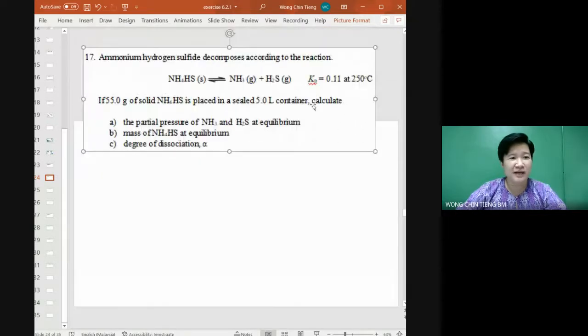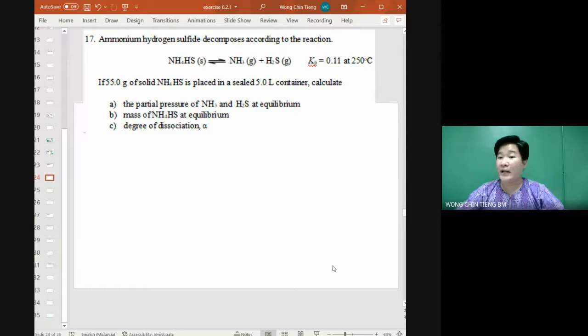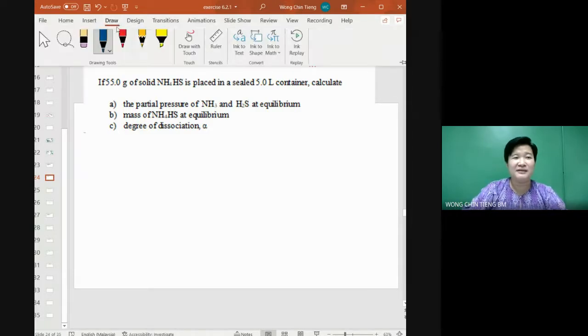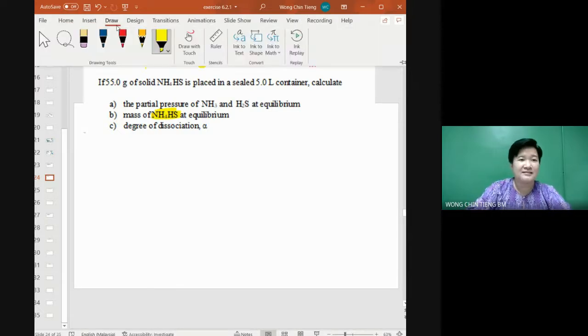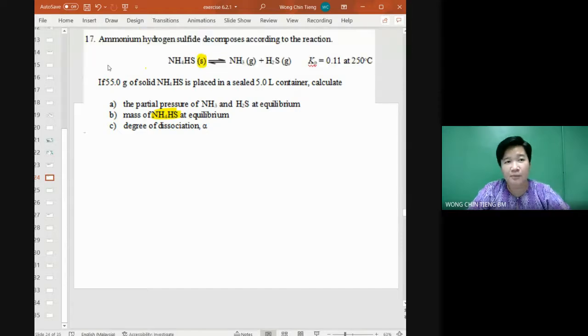Alright, this one requires a bit of your topic 1. Okay, and I guess yang paling masalah besar dalam soalan ni, benda yang soalan tanya adalah solid. Betul? Okay, so yang itulah masalah dia. So let's see, I started off the question with ammonium hydrogen sulfide decompose. So it's a breaking. The Kp given is 0.11.